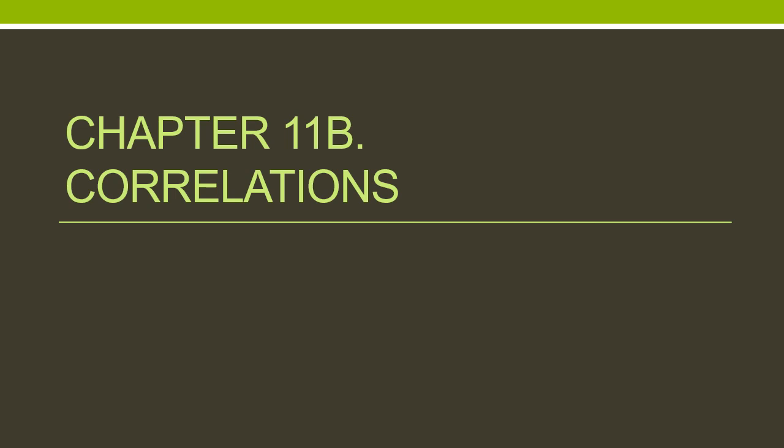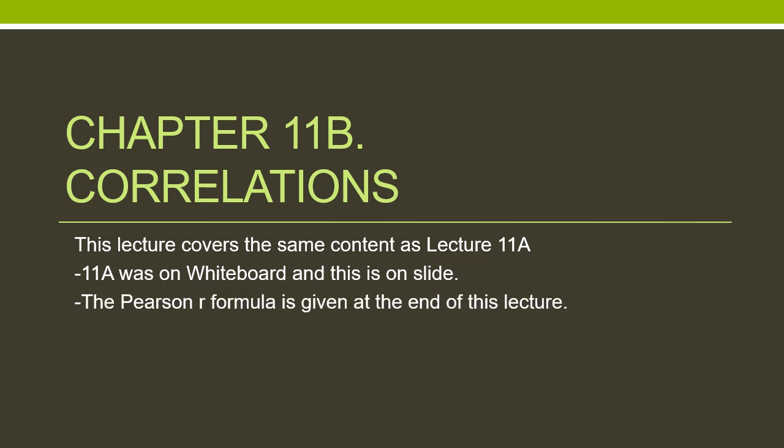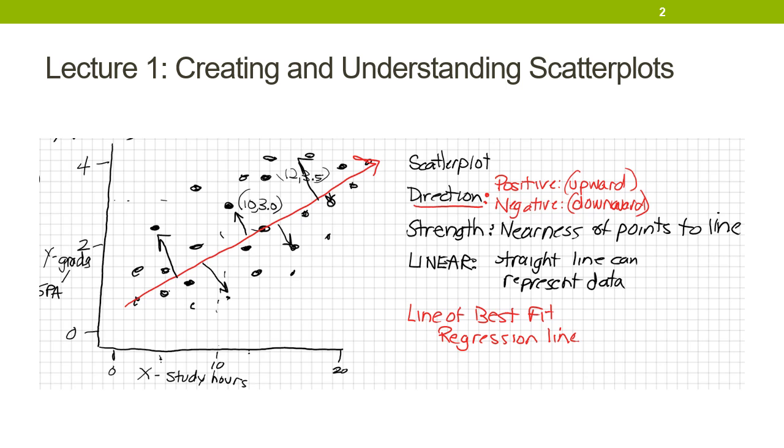This is Chapter 11B, the second lecture on correlations. So this lecture covers the same content as Lecture 11A, except that one was on whiteboard and this shows it on slides in case you find it easier to read. And the Pearson R formula is given at the end of this lecture, although we will repeat it in later lectures. So as you know, this is the depiction that we had in the previous lecture.